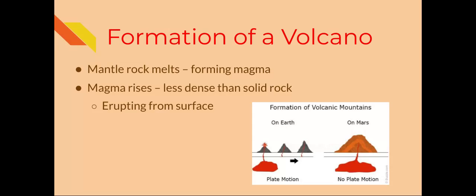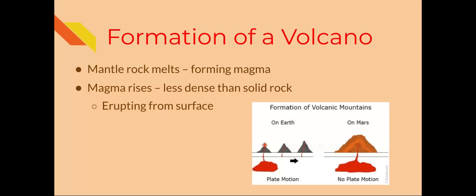A picture of the difference between volcanoes on Earth and Mars. So Earth has plate motion, so the plates are constantly moving. So a lot of the times volcanoes are going to form chains or volcanic mountains. Hawaii is an example of this. On Mars, though, when at one point it did have volcanic activity, there's actually the largest volcano in the solar system on Mars called Olympus Mons. But it was just one volcano in one spot, and that's because Mars does not have plate motion like Earth does.